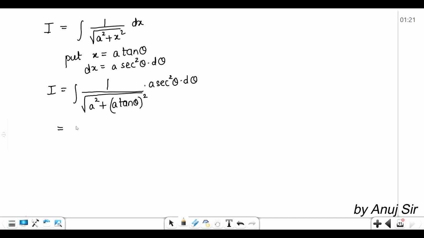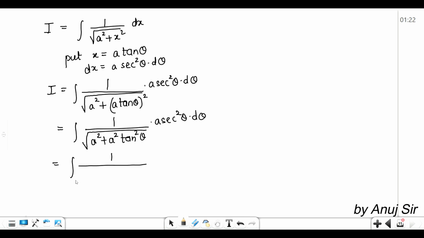Okay, now this gives you a square plus a square tan square, and this is a sec square d theta. Again the numerator will become the same. You can take a square common, so you are left with 1 plus tan square inside, and again the numerator gets repeated here.